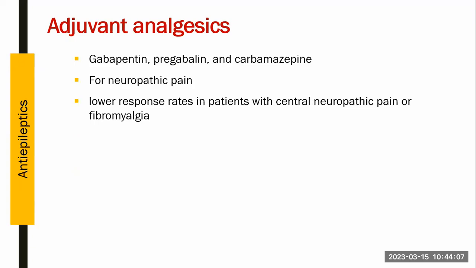The other type of adjuvants are the antiepileptics. So it's predominantly gabapentin, pregabalin, and carbamazepine, which are useful in neuropathic pains. Sometimes we do use them for central neuropathic pain or fibromyalgia, but the effect might not be as good as an SNRI or a TCA.